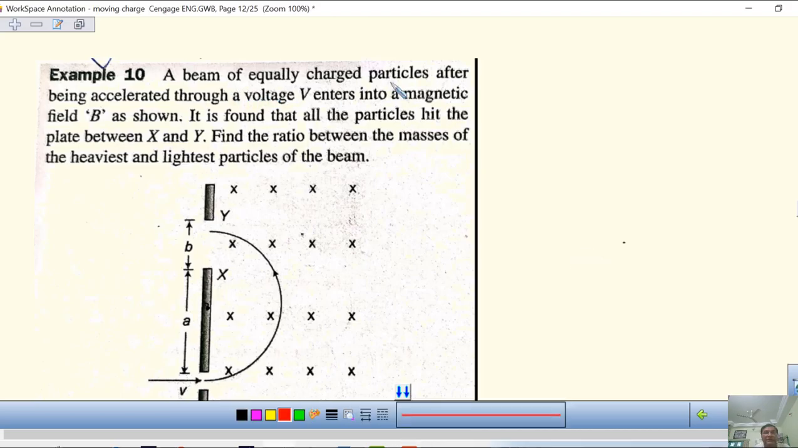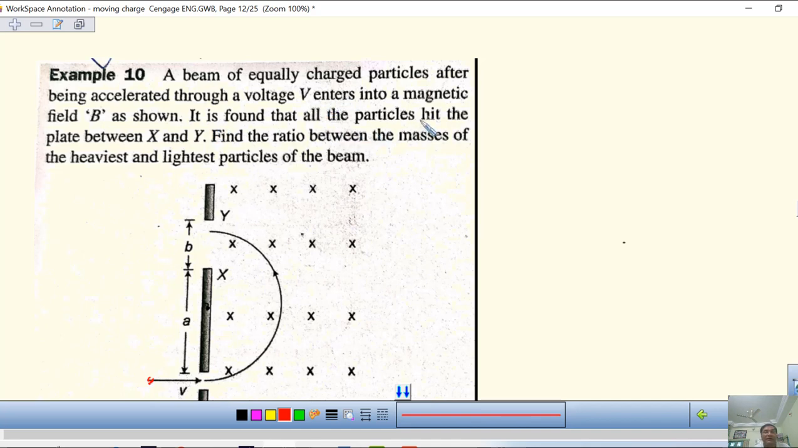A beam of equally charged particles after being accelerated through a voltage V. It is a mixing of charged particles, and they are accelerated with voltage V. So naturally, equally charged but maybe mass different, so velocity different, kinetic energy will be same for all.